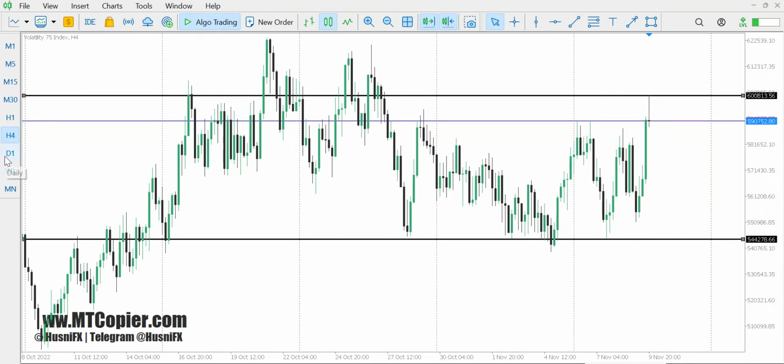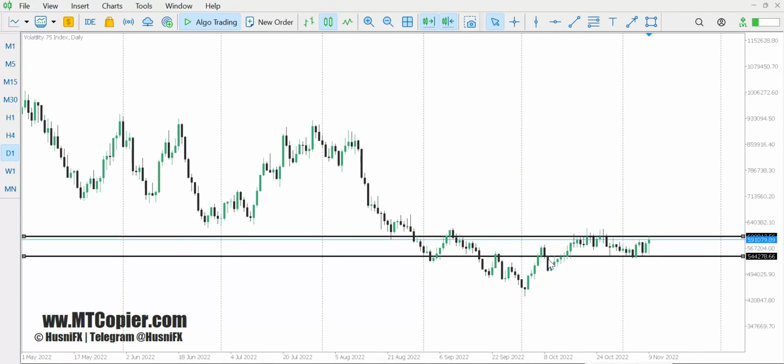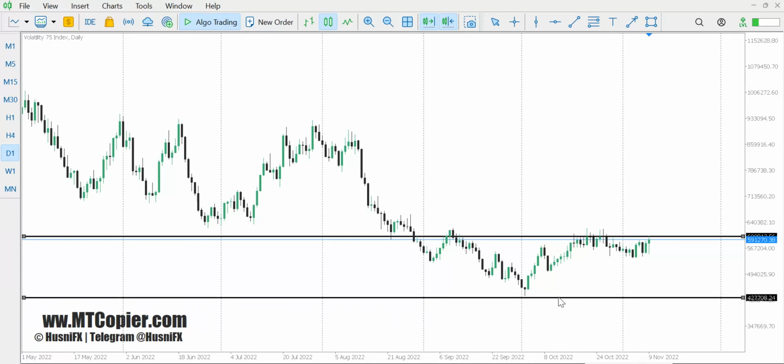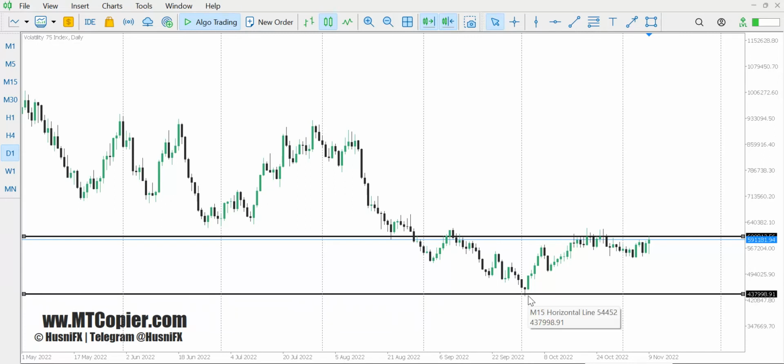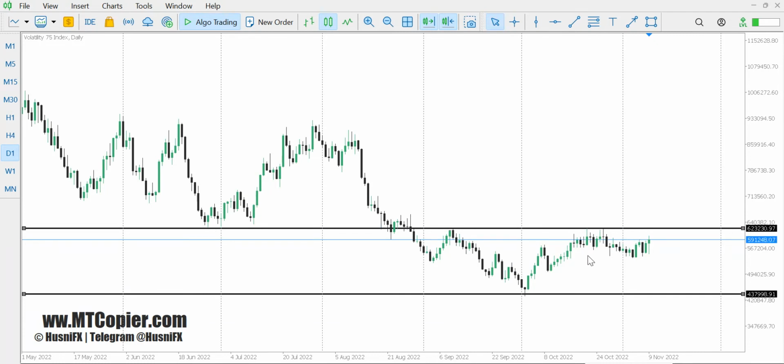For example, when I click the daily, it's a month, meaning this was the low of the previous month. So the market reached the previous month's low at this time, and you can see that here is the high of the previous month. So this is the previous month high, and this is the previous month low. So that's what I mean. So when we go for the week, it's a year, okay?